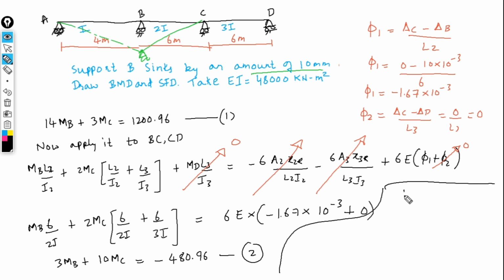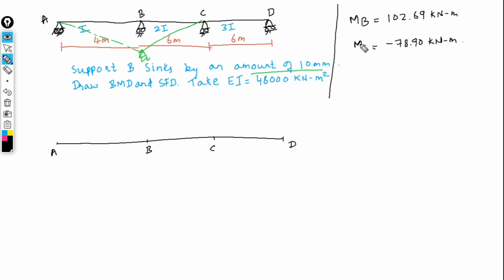You can solve equation 1 and 2. When you solve equation 1 and 2, you will get the value of MB and MC. MB equal to 102.69 kilonewton meter. MC is equal to minus 78.90 kilonewton meter. We got the value of MB and MC. Now we can go for bending moment diagram.